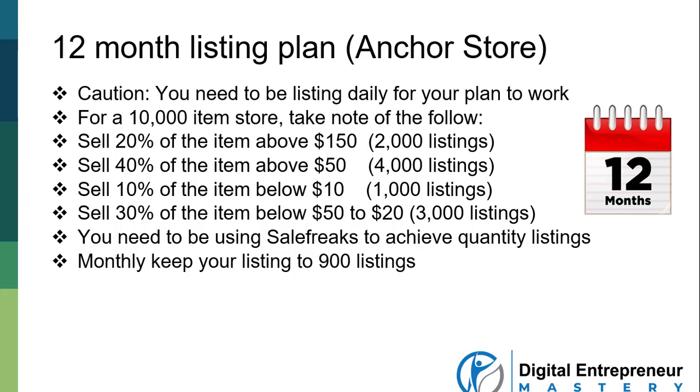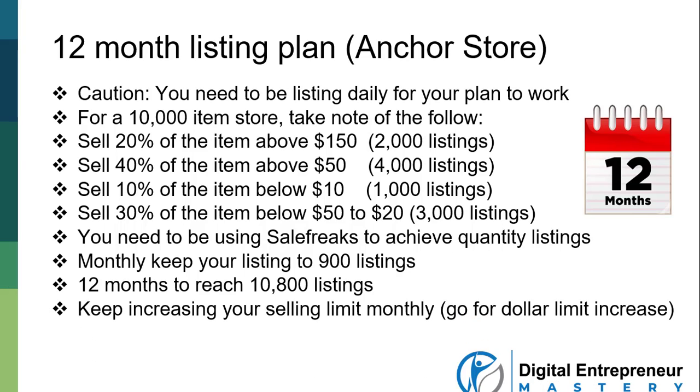So monthly, keep your listings to 900 listings. So in 12 months' time, you should reach 10,800 listings. Again, keep increasing your selling limit every month by calling eBay support and telling them your plan. This is your plan. You wish to grow your store into 10,000 items.